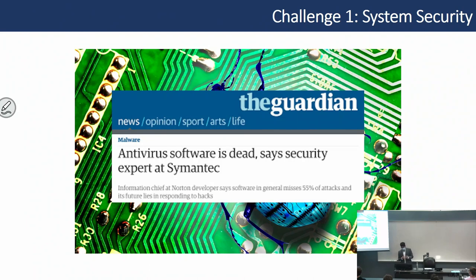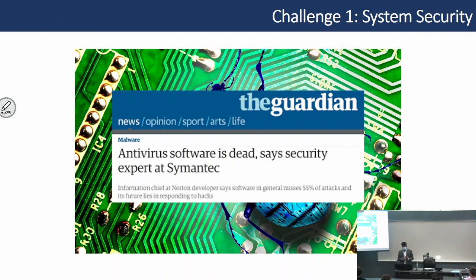However, antivirus software has two major problems. And as a result, Symantec, one of the top security companies, said that antivirus software is dead. Number one, antivirus software is vulnerable against modern robust malware. We'll describe how and why, but the major problem is that antivirus software can be fooled by new malware that the adversaries are developing.